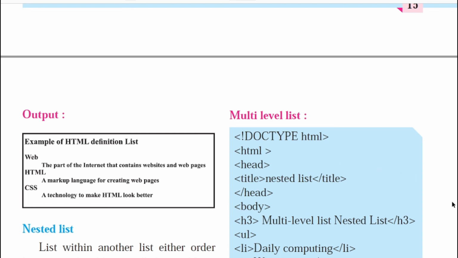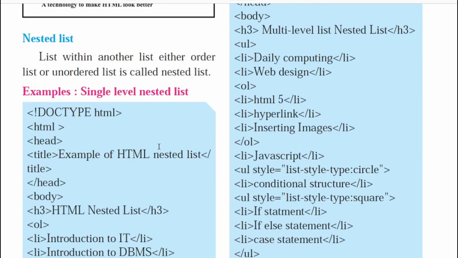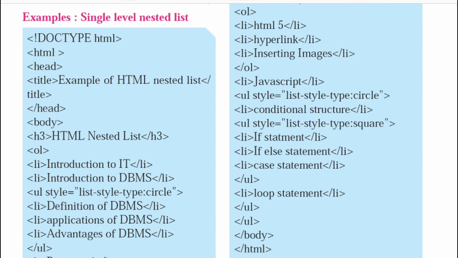Similarly, my dear students, one more type of list is the nested list. Yes, a list within another list, either an ordered list or an unordered list, is called a nested list. No more difficult explanation, my dear students. Nested is a combination of ordered as well as unordered. It is very simple. I want you all to practice these simple programs on your HTML editor. If you have a computer at home, well and good. If you don't have one, you can try it on your mobile phone as well. It is very simple to understand.